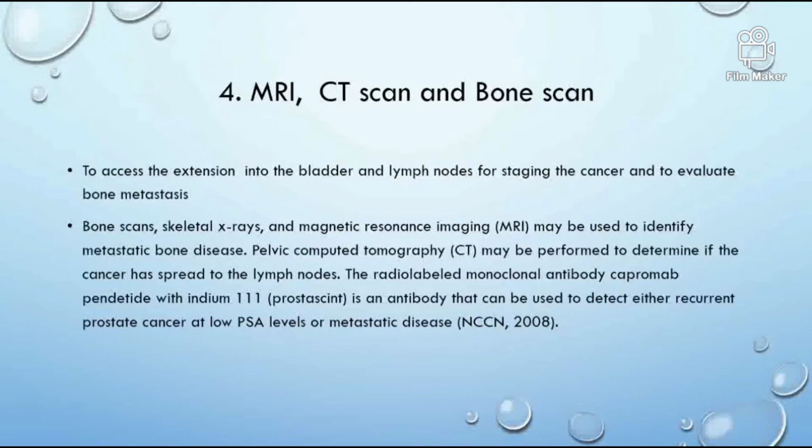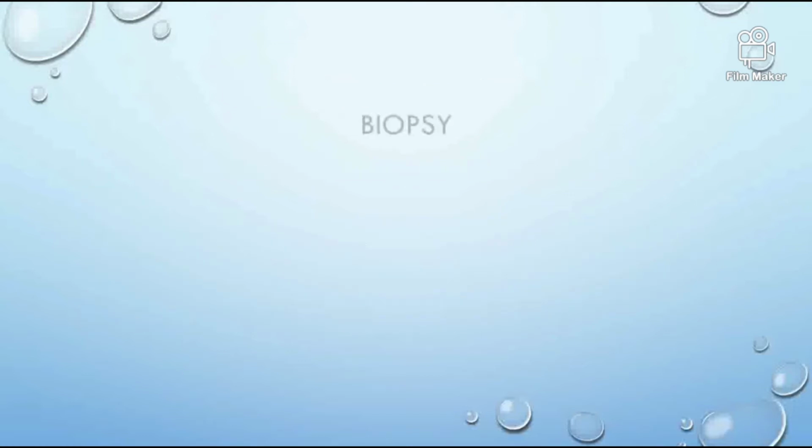So pelvic computed tomography may be performed to determine if the cancer has spread to the lymph nodes. And the radiolabeled monoclonal antibody capromab pendetide with indium-111, or ProstaScint, is an antibody that can be used to detect either recurrent prostate cancer at low PSA levels or metastatic disease, according to NCCN 2008.